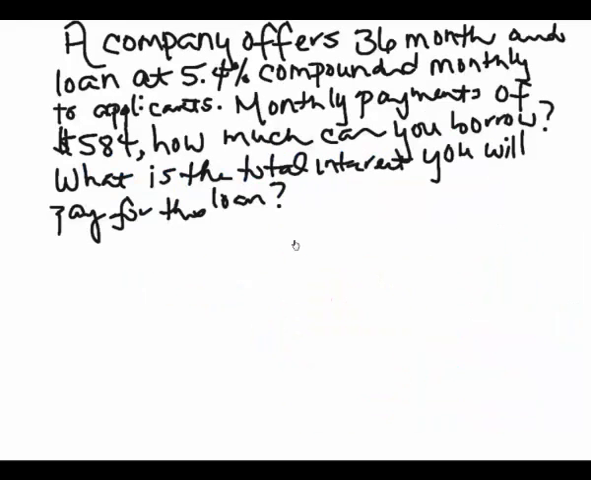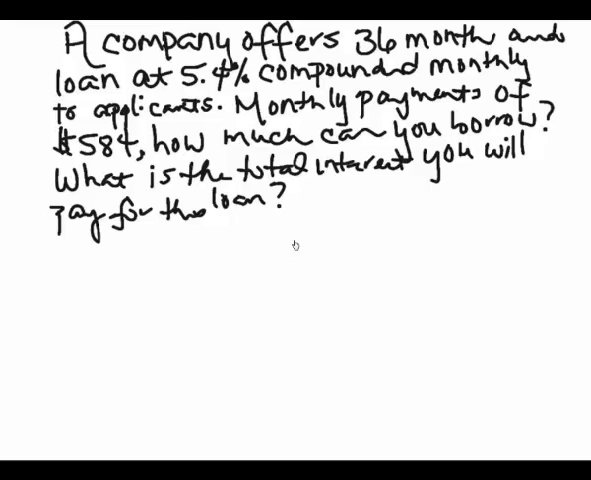Okay, I'm going to read this to you because I know it's bad. It says a company offers a 36-month auto loan at 5.4% compounded monthly to applicants. The monthly payment of $584 has to be made. How much can you borrow? And what is the total interest you will pay for this loan?